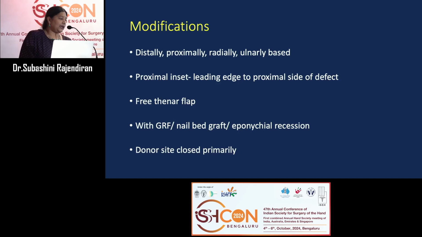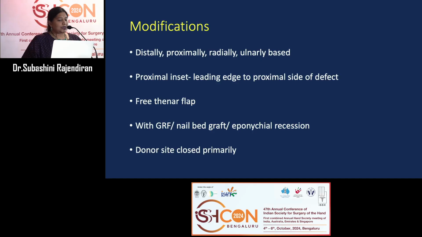So modifications: it can be raised distally, proximally, radially or ulnar based. Lee Dillon has described the distally based flap, where the leading edge will go and get inserted in the proximal edge of the flap. So the fingertip area will be open. He feels this type of flap gives a better result.